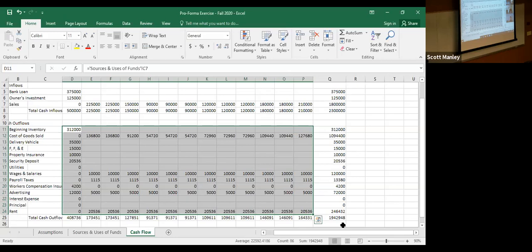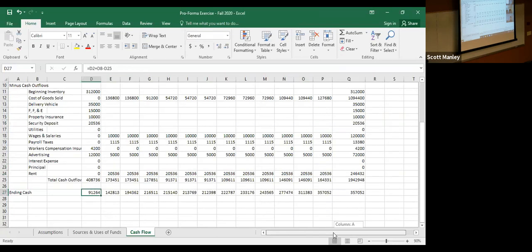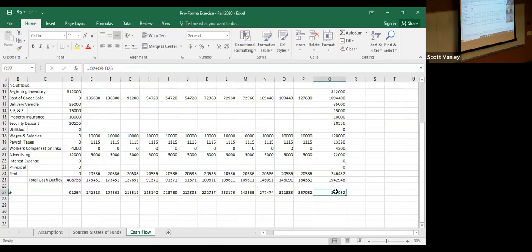Okay? And then your final row here is your ending cash. And that's the real easy formula. Beginning cash plus cash in minus cash out equals your ending cash. And that formula is identical every period. And it's even identical for the total, because it's always going to be beginning cash plus cash in minus cash out equals ending cash.